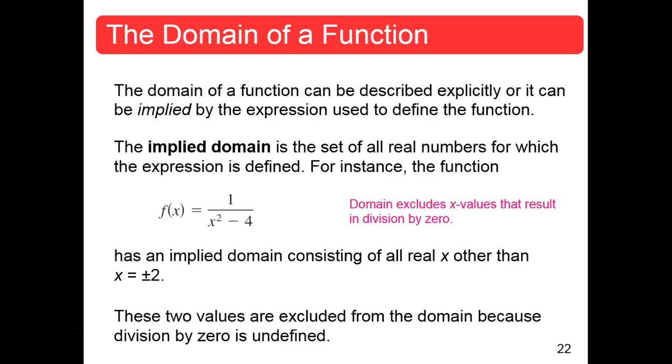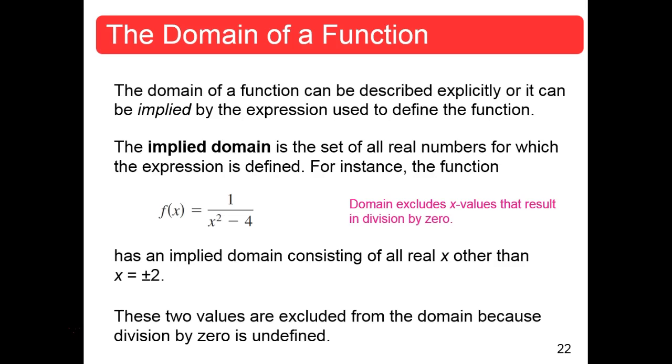The domain of a function can be described explicitly. Like I say, the people in this class could be the domain of a function. That is an explicit description. Or it can be implied by the expression used to define the function. So we'll see examples of both of those. The implied domain is the set of all real numbers for which the expression is defined, and you have to figure out whether it's defined or not.